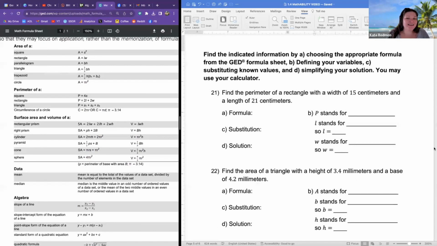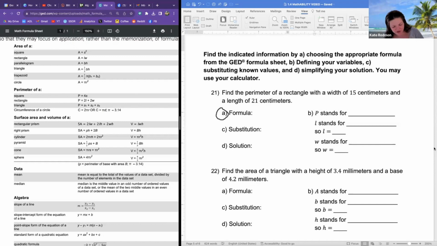All right, you guys, let's put it all together. Directions say find the indicated information. So if they tell you to find perimeter, find perimeter. If they tell you to find area, find area. That's what I mean by A, choosing the appropriate formula from the GED formula sheet. That's the first step you'll have to do when you test.